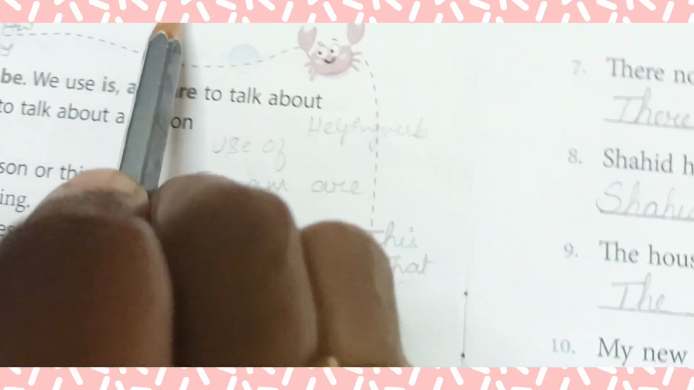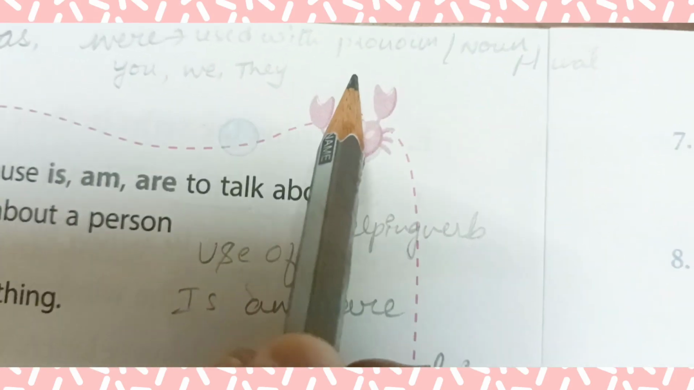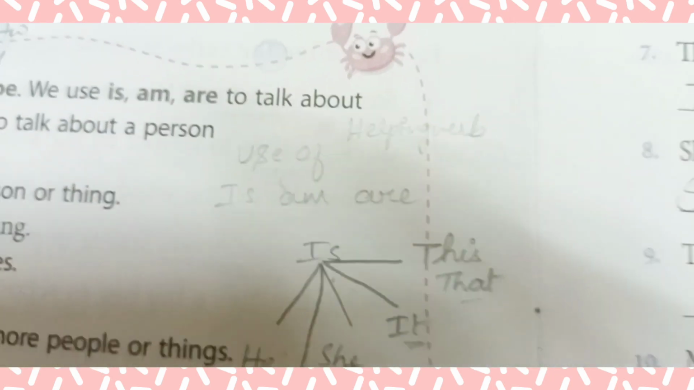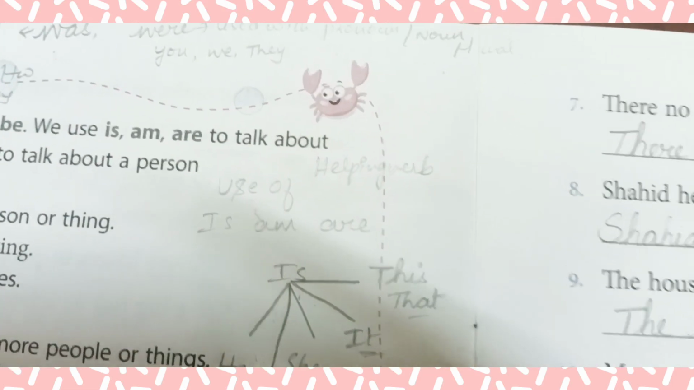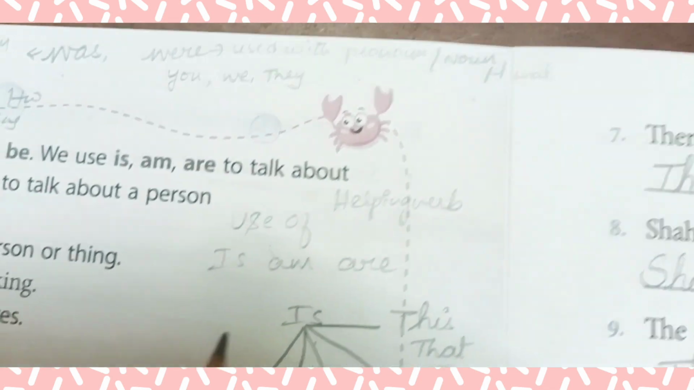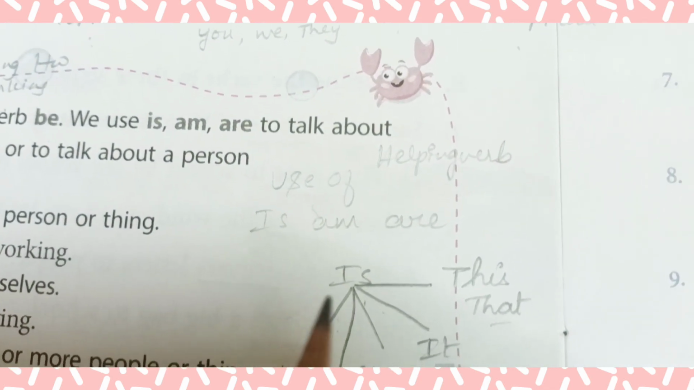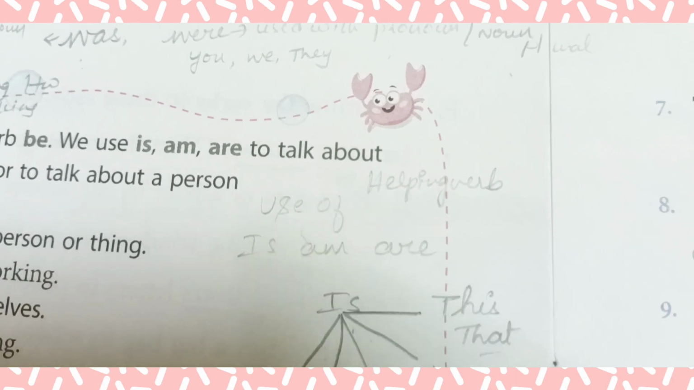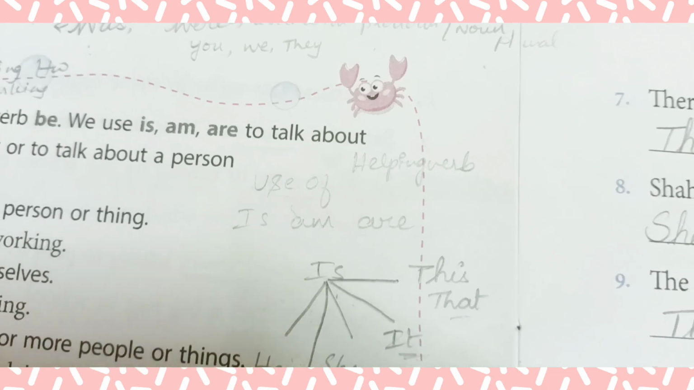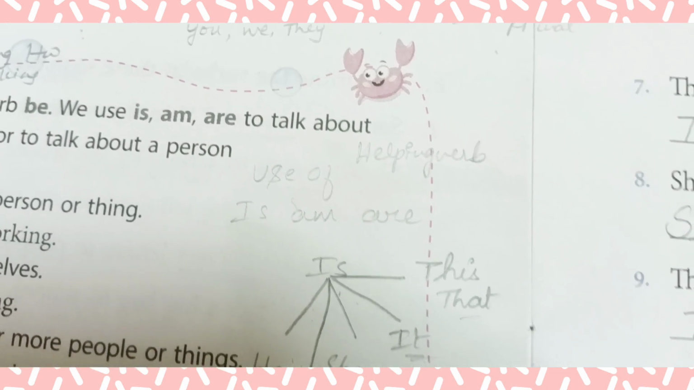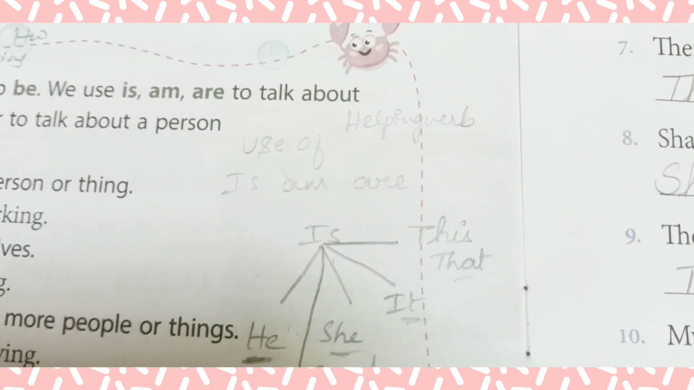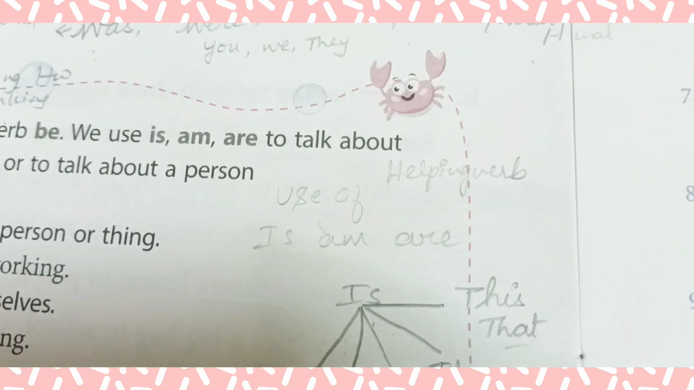So when coming to were, W-E-R-E, it is used with pronouns as well as nouns. The noun should be in plural form, that means more than one. For example, Rahul and Ramu were playing in the park. Here, how many nouns are there in the sentence? Two nouns, isn't it? Rahul and Ramu. So here we have to use were.